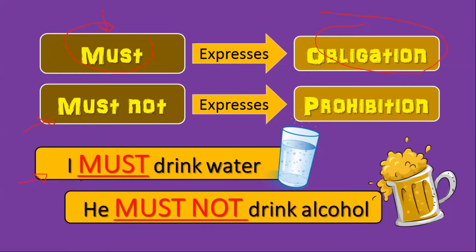Ahora, dice que must not expresses prohibition, okay? Algo que no podemos hacer, que no debemos hacer. Por ejemplo, if we want to be healthy, of course, we must not drink alcohol. No debemos tomar alcohol, o al menos no en altas cantidades.